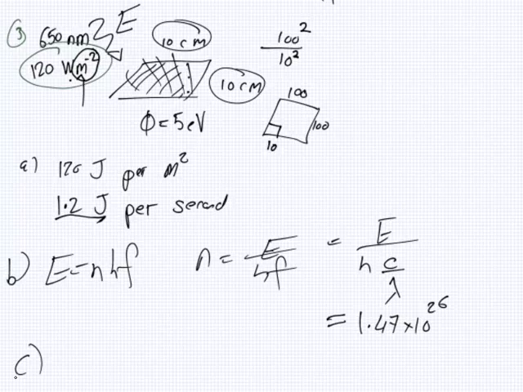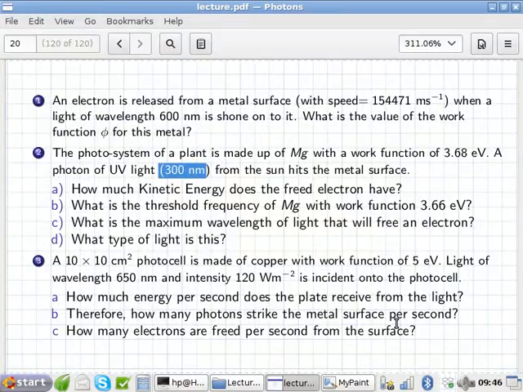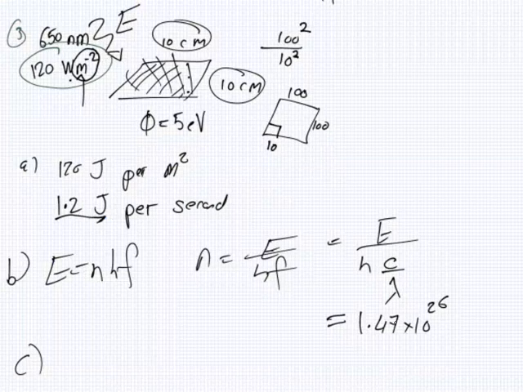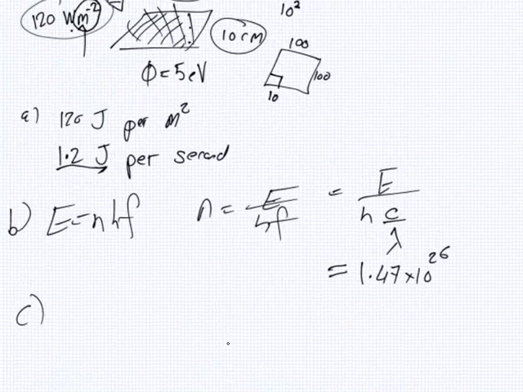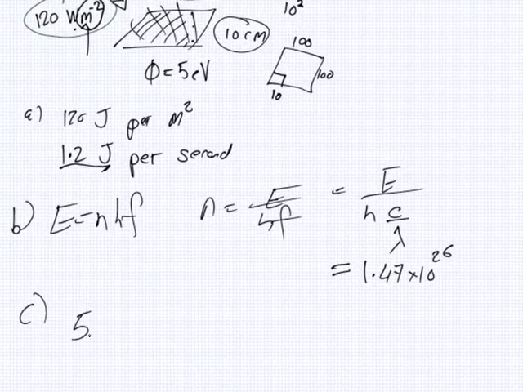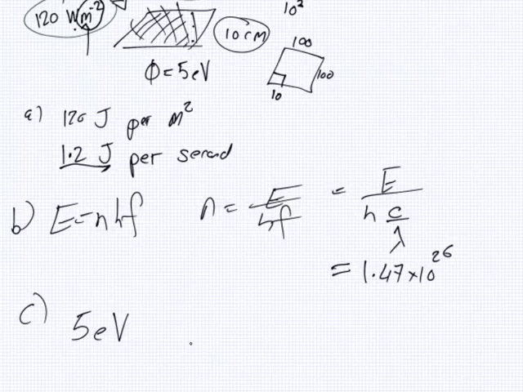Yeah. But can the answer be 1.47? Does it have to be a whole number? Or can you answer it in decimal? Oh, this is fine. This is a whole number. Because you have 26 zeros. Yeah. Okay. Then the last part, how many electrons are freed per second from the surface? So, what was the work function? 5 electron volts. Yep.